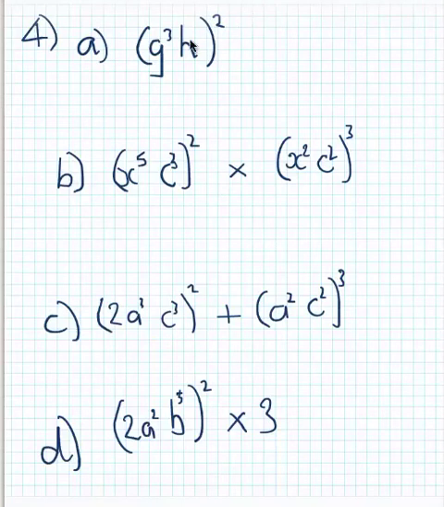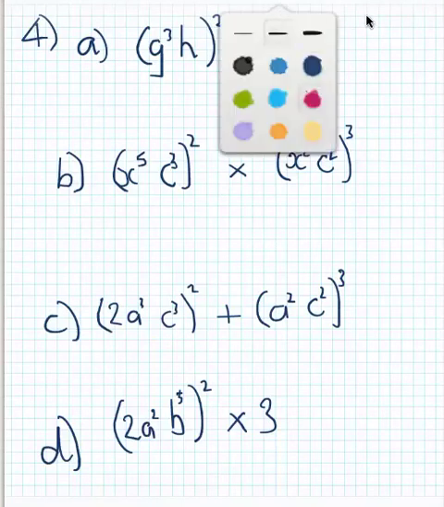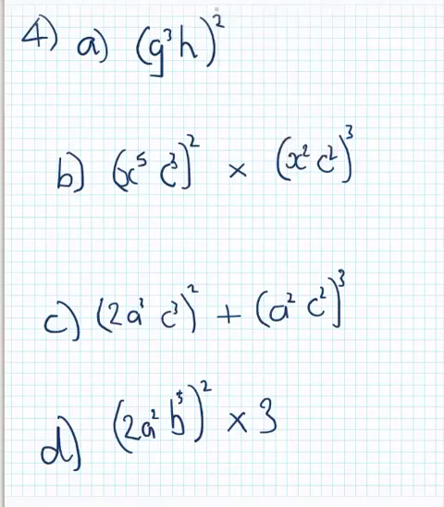Now, with 4a, this index law says if you have a power on the outside, you multiply this power with every other power in the brackets, including the h. The h has an invisible power 1.